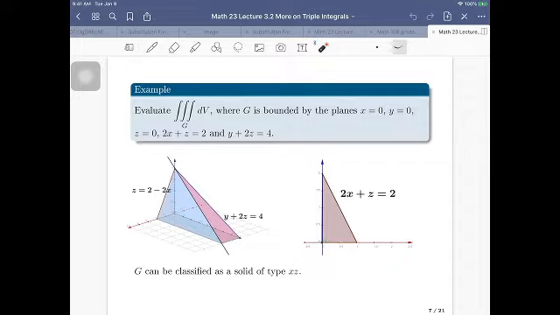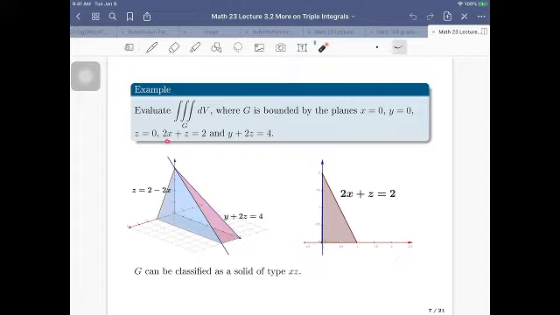Let's evaluate the triple integral of, so if there's no integrand here, as what we have been accustomed to, this would be 1, no? So the triple integral of 1 dV over G, where G is bounded by the planes x equals 0, which is nothing but the yz plane, y equals 0, which would be the xz plane, z equals 0, which is the xy plane. So all the coordinate planes are here. Then 2x plus z equals 2.